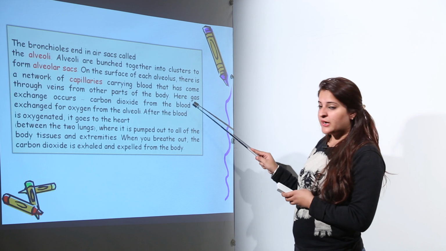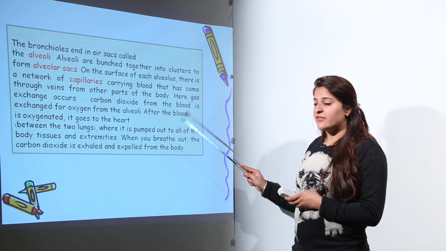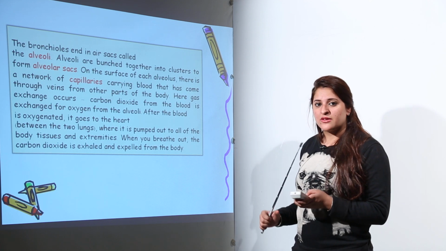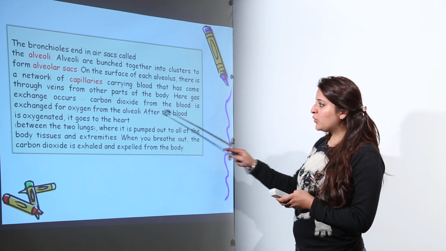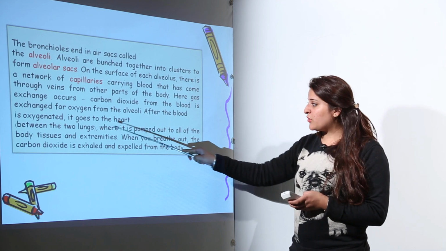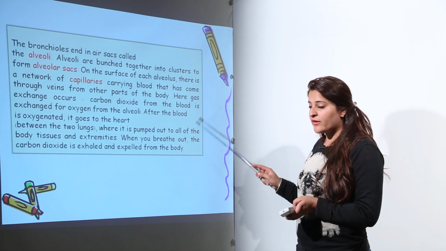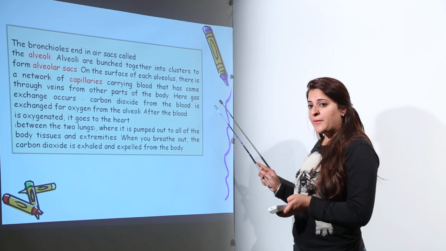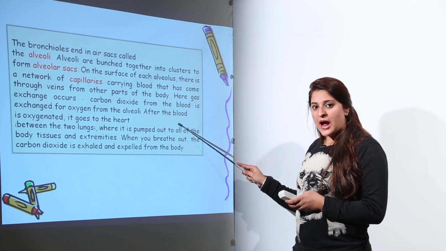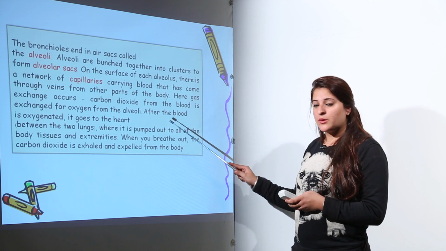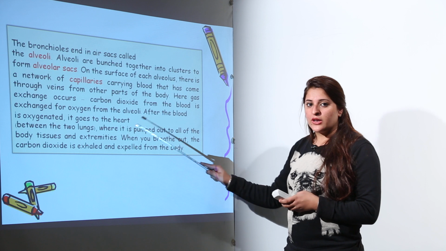Carbon dioxide from the blood is exchanged for the oxygen from the alveoli, and the blood gets oxygenated when the oxygen mixes with it. This oxygenated blood goes to the heart, which is present between the two lungs, where it is pumped out to all of the body tissues and all the extremities.